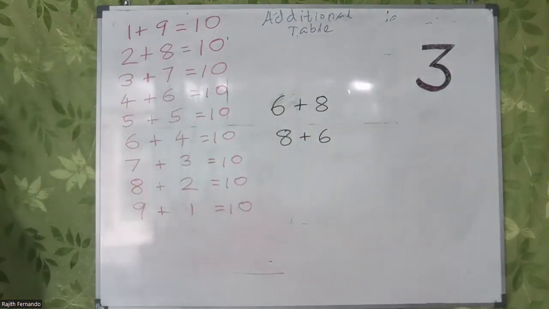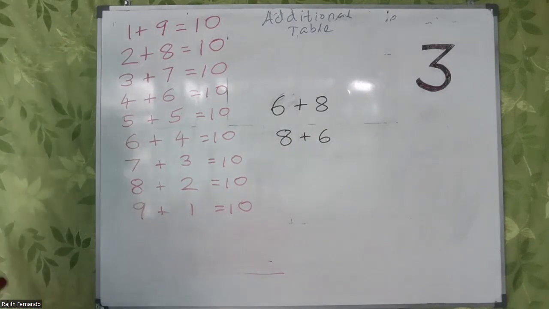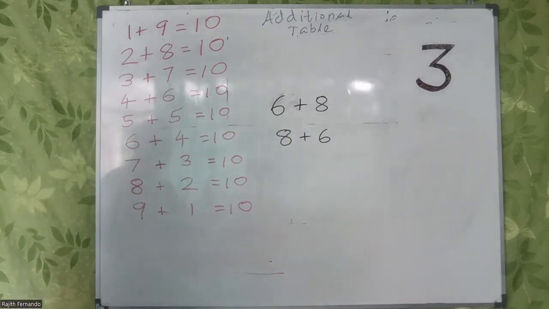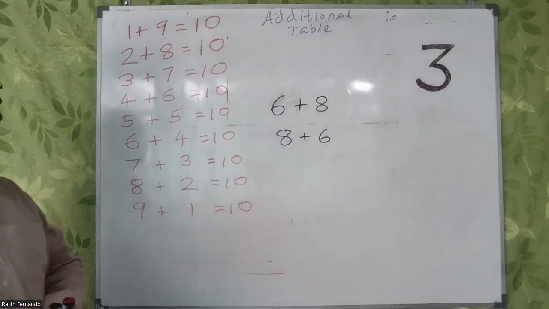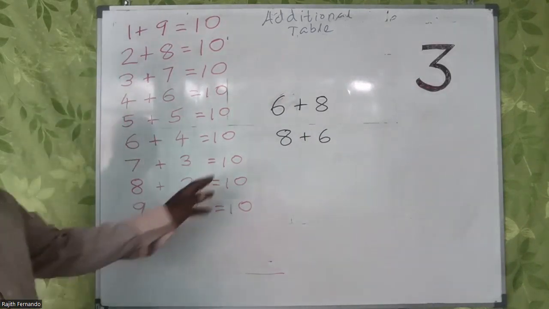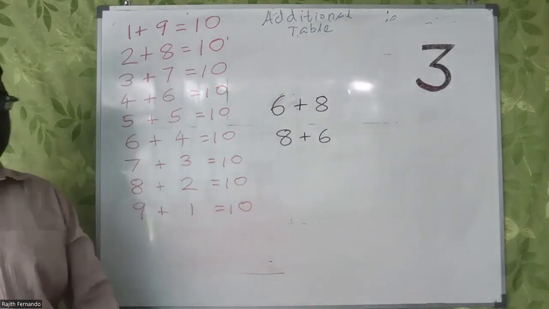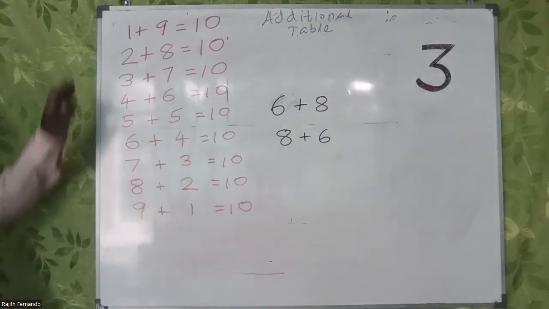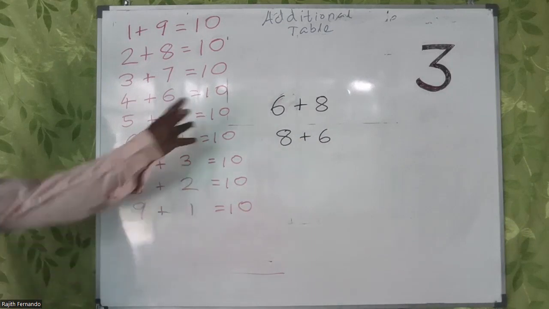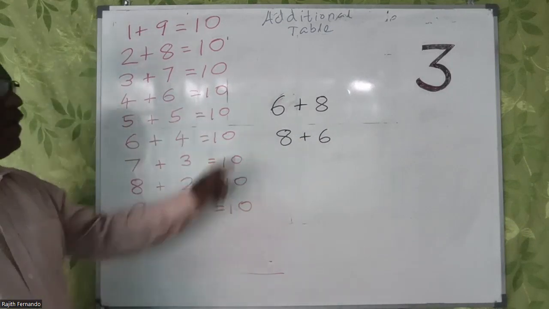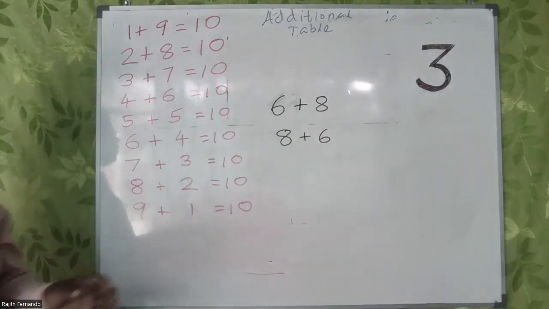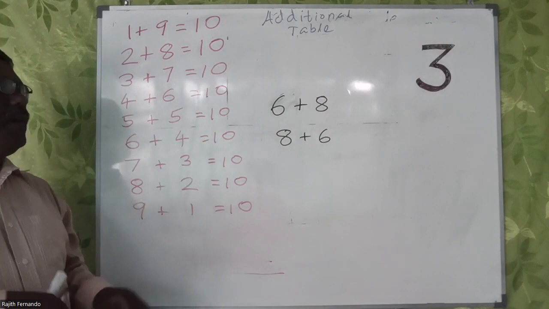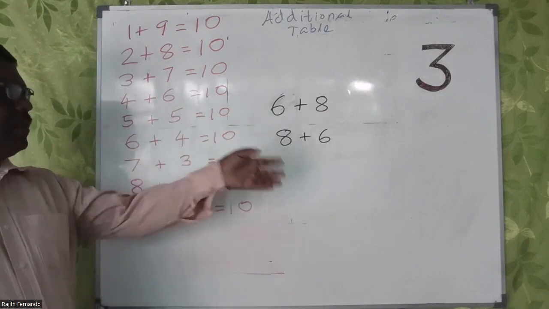This is one more method. You have to add the lowest number to the highest number. No, the highest number to the lowest number. That is the way you should try. Then you can easily get it. Whether you use this addition table or not, you have to do it that way. If you are given 6 and 8, try to add 6 to 8.